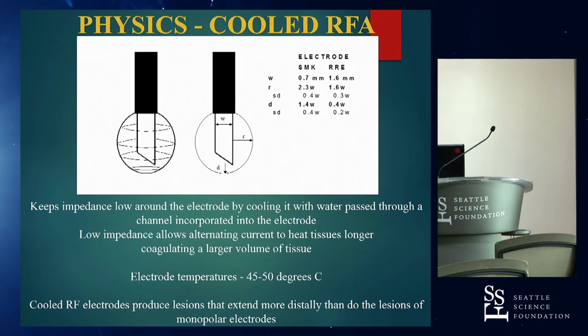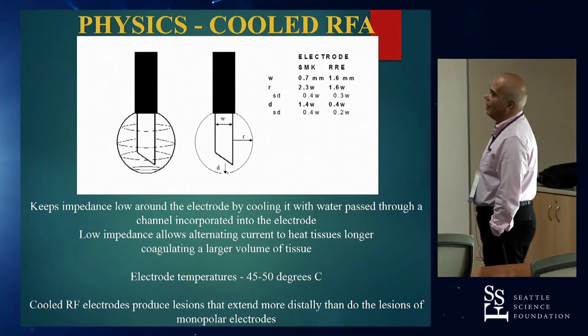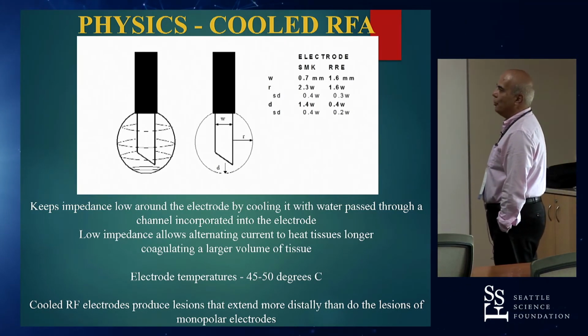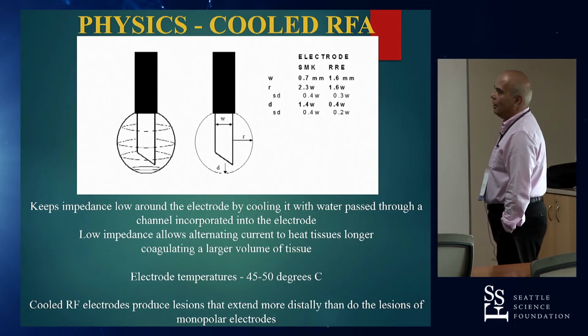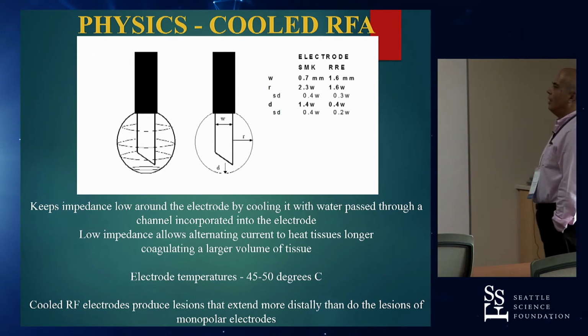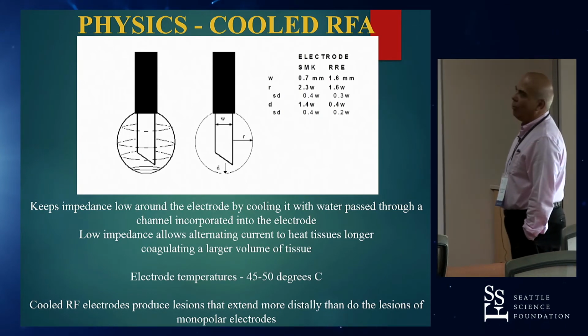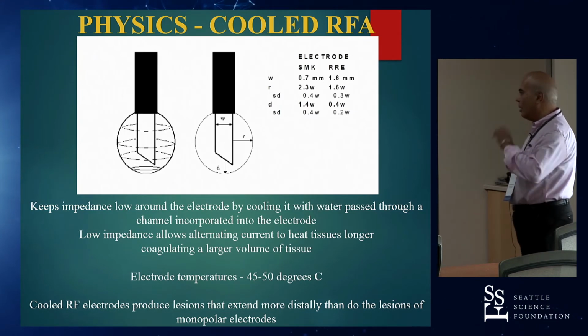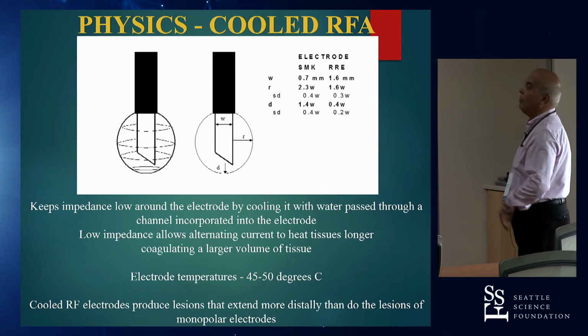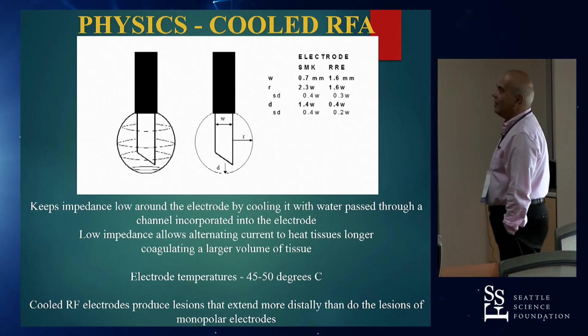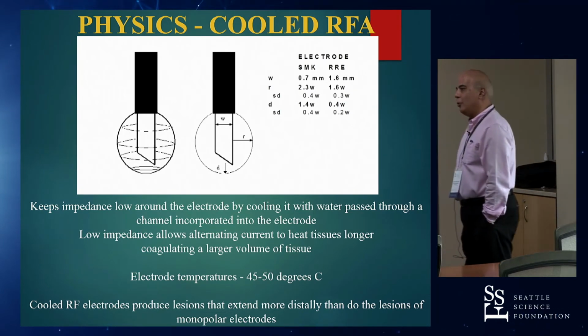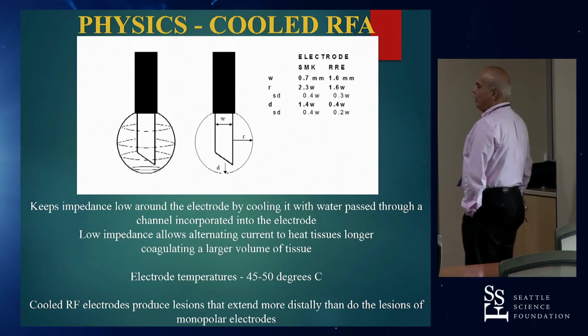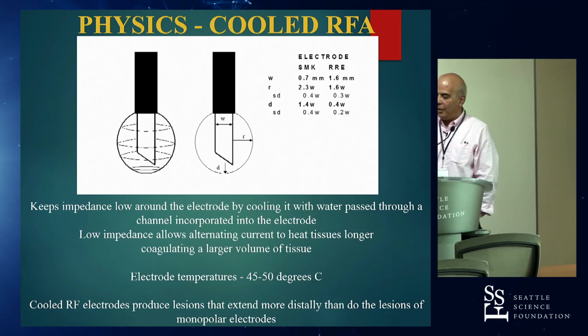For the cool RFA approach, the impedance is kept low around the electrode by cooling it with water that is usually passed through a channel incorporated into that electrode. The low impedance around the electrode allows current to hit tissue for a longer period of time and allows you to coagulate a larger volume of tissue. Usually the temperature used for a cool RFA is between 45 and 50 degrees. And these lesions have the tendency to extend more distally than do lesions that are performed using the monopolar RFA technique.